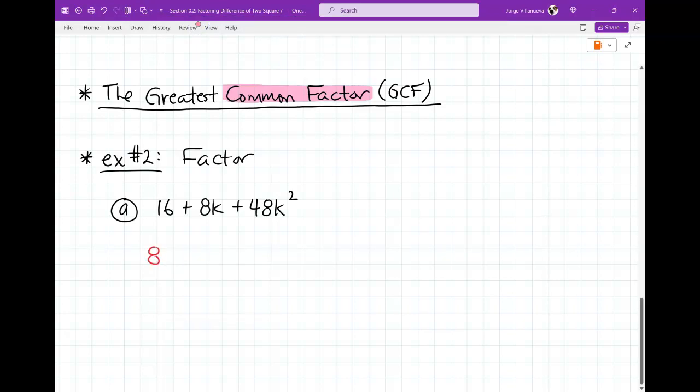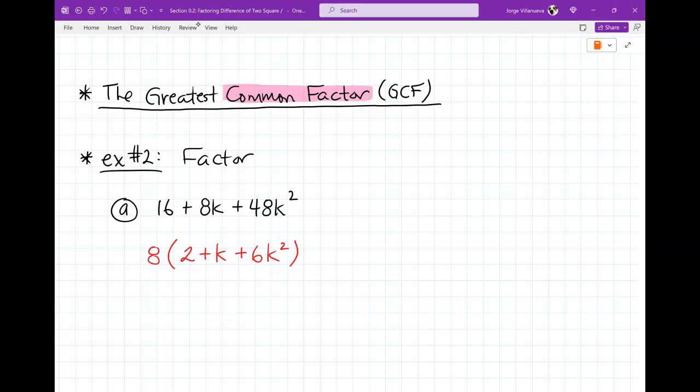And do they all have a letter in common? No, the 16 doesn't even have a letter. So 16 divided by 8 is 2. 8 divided by 8 is 1, so this is just k. And 48 divided by 8, that's 6. And there you go. So there's your common factor being taken out, the 8. So that's all you have to do.